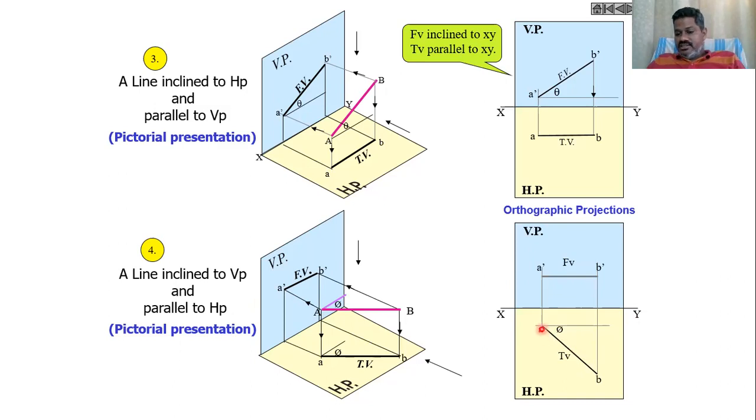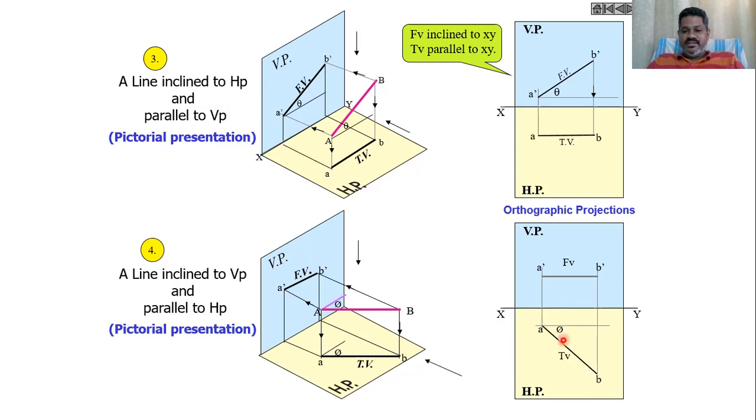The top view should be drawn with respect to the XY line at a distance from the vertical plane. That means this line is located at a distance. The point A is at a distance from the vertical plane, so that distance we need to maintain. First, we indicate point A and draw a horizontal line, then indicate point A on that. Then draw an inclined line with the given length at the given angle like this. So that will become our top view.